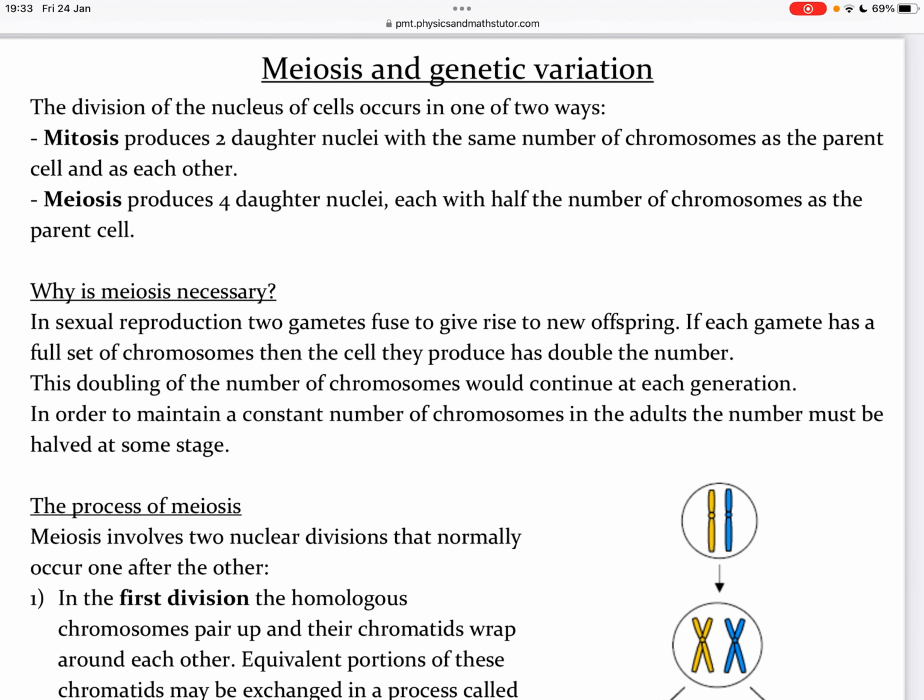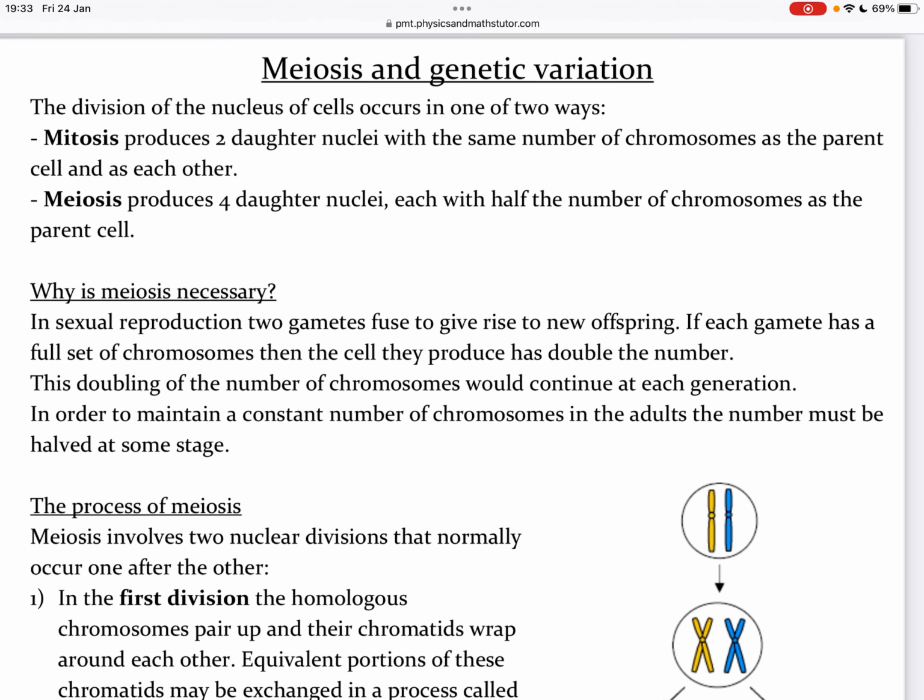The division of the nucleus of cells occurs in two ways, either mitosis or meiosis. One of them forms diploid cells, and one of them forms haploid cells. One is used usually, and one is only used for the gametes. Let's talk about that.